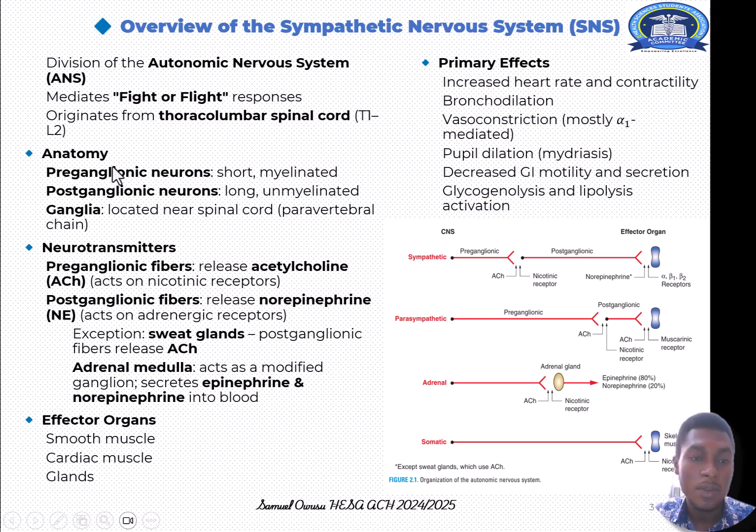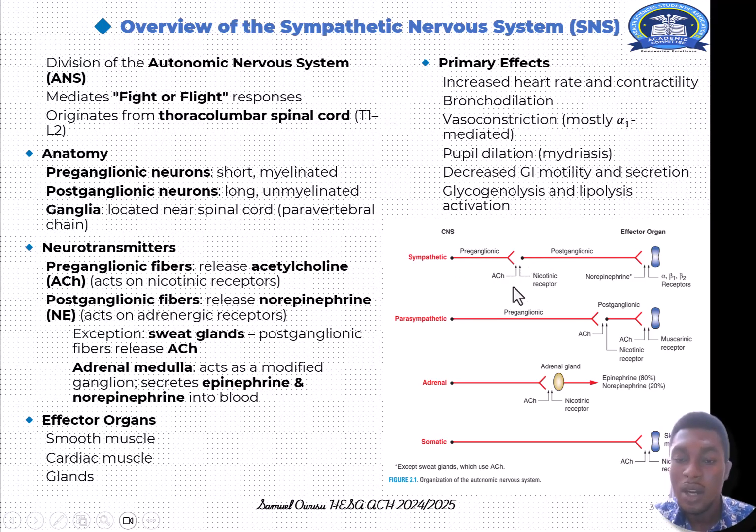Okay, anatomically we have preganglionic neurons and then postganglionic neurons. A ganglion is just a collection of nerves outside the central nervous system. Okay, so a preganglionic neuron is the one that supplies the ganglion, and the postganglionic neuron is the one that takes from the ganglion. And for the sympathetic nervous system, the preganglionic axon is very short compared to the postganglionic axon, as you can see in the diagram here.